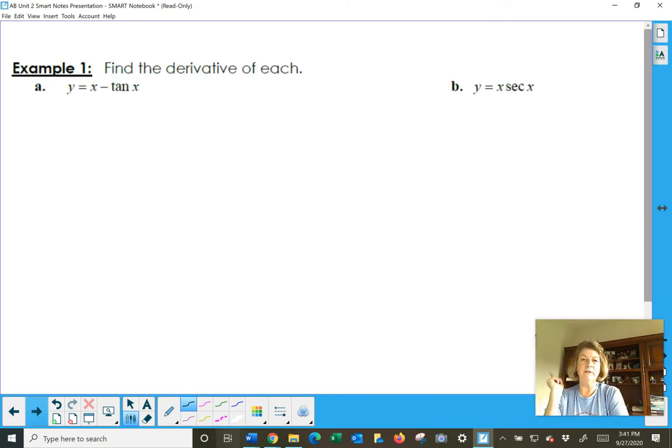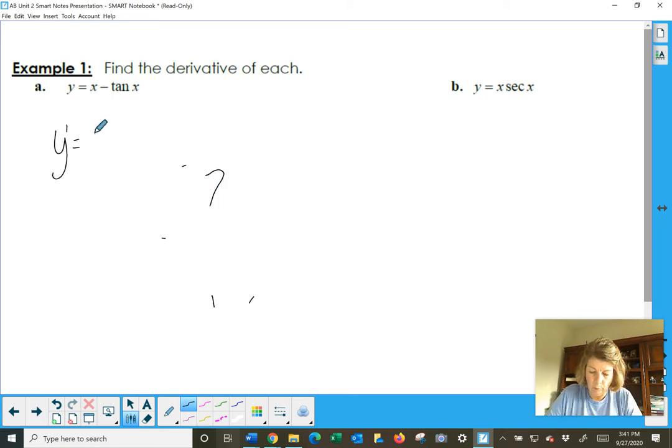All right, find the derivative of each. I like this one. Y prime equals derivative of x, 1. Derivative of tangent, well, it starts with a t, so it's not a negative. It'll be secant squared x. The negative just comes down, and I get 1 minus secant squared. Yeah, there we go. Next one.